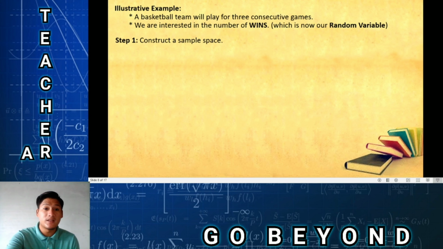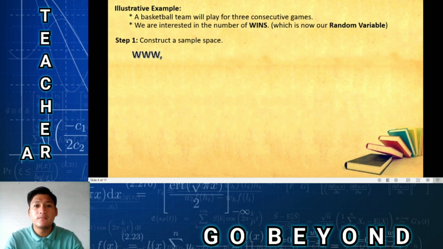First result, after 3 games, we can have win-win-win, right? It could be in the first game, the team wins. In the second game, they also win. In the third game, they also win. So we have win-win-win. It is possible that after 3 games, we have no loss. So you have 3 wins. That's one of the results after playing the 3 games.